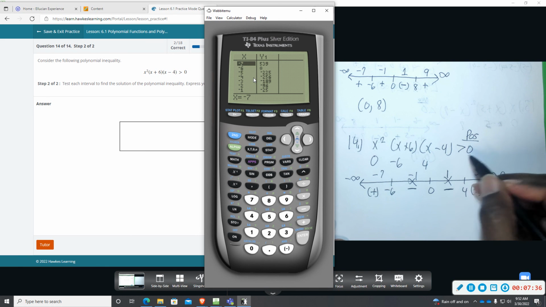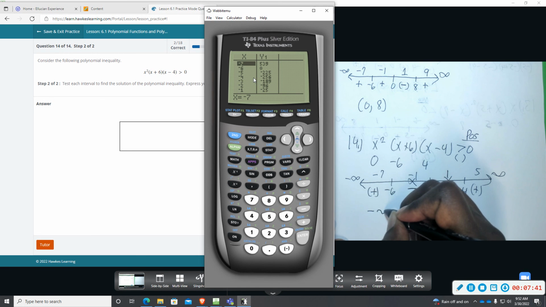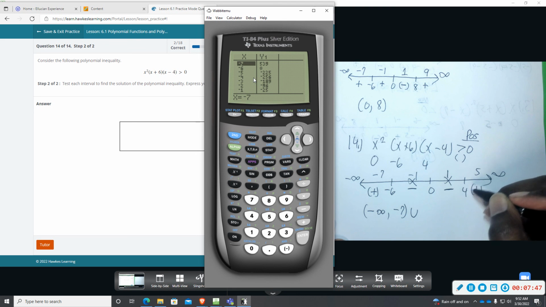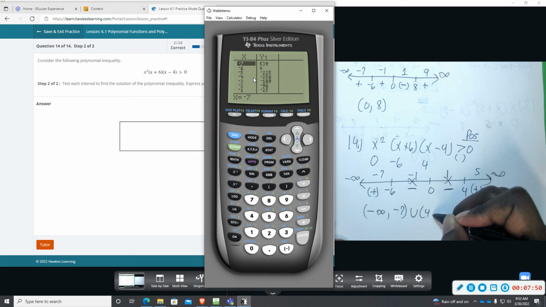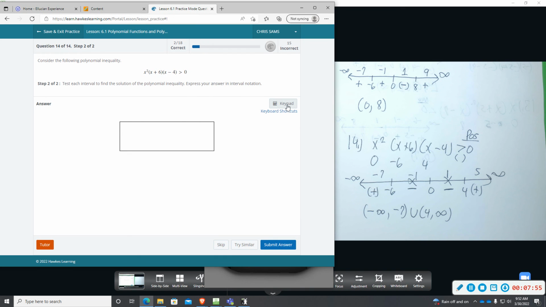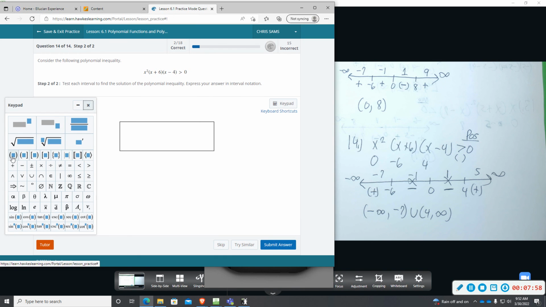So again, no underline, so my endpoints are going to be parentheses all the time. So I want negative infinity to negative 7, and I also want 4 to infinity. We'll need that keypad: negative infinity up to negative 7, and then 4 to infinity.